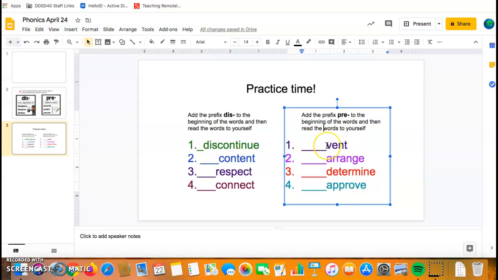Let's read the base words, my turn, your turn. Vent, arrange, determine, approve. So I come up here, I put my cursor and I put pre, and then I read it, prevent. When you're all done, make sure to press the X and then press the blue turn in button.